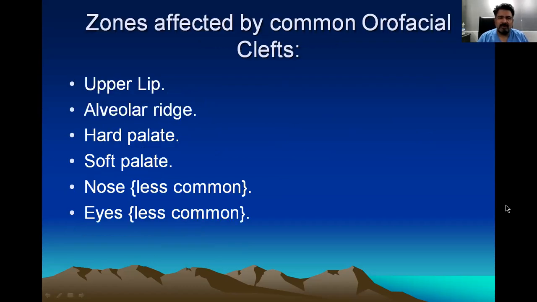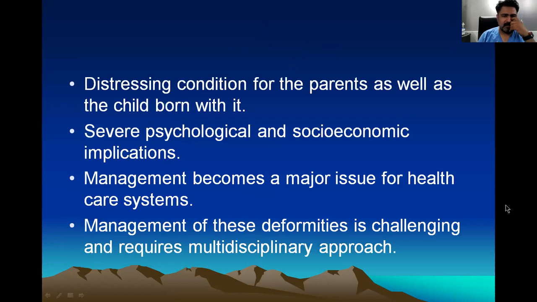The common zones affected by the orofacial clefts are the upper lip, alveolar ridge, hard palate, soft palate, and then the nose and eyes are less common. It is a distressing condition for the parents as well as the child born with it, with severe psychological and socio-economic implications. Management becomes a major issue for the healthcare system, and the management of these deformities is challenging and requires a multidisciplinary approach.